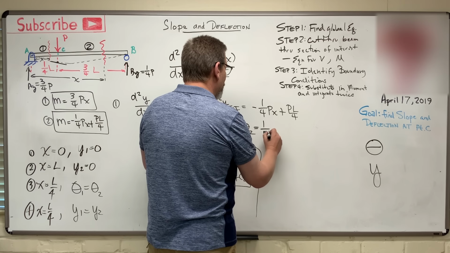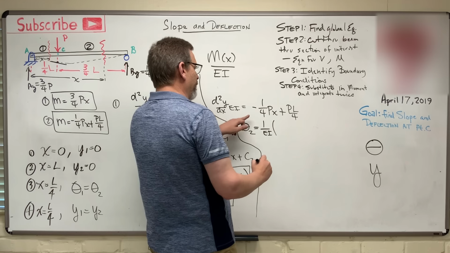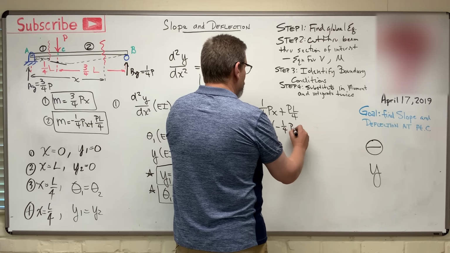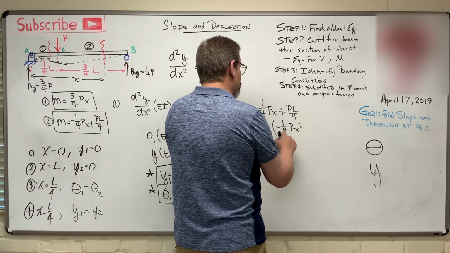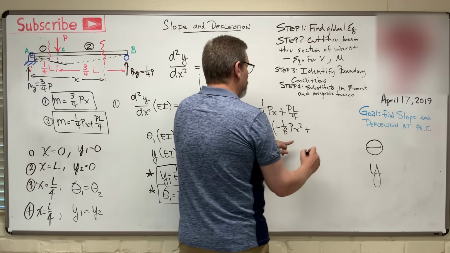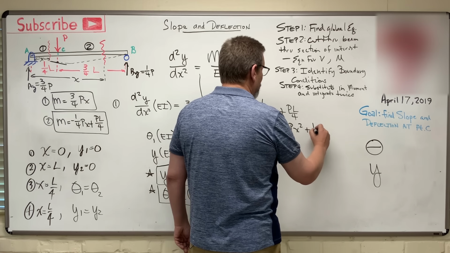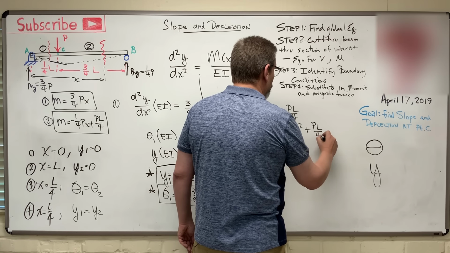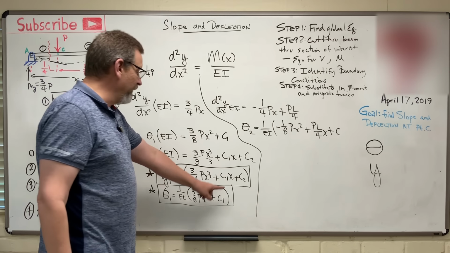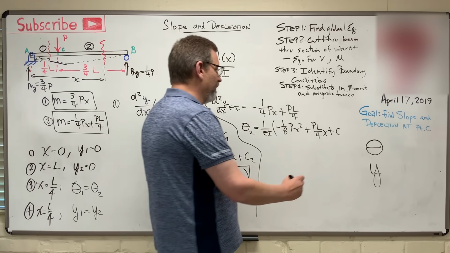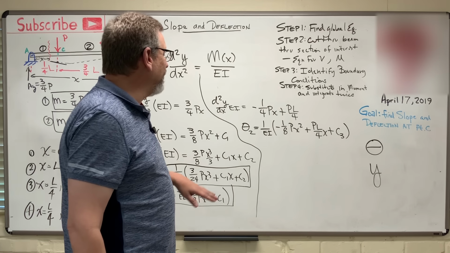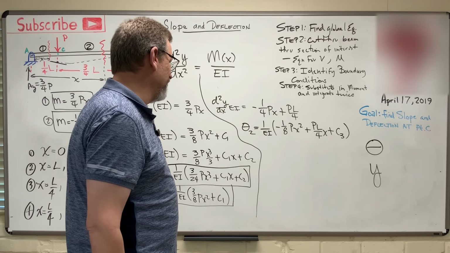Theta 2 is equal to 1 over EI times, integrating, negative 1/4 px squared over 2, so that turns into an 8, plus PL over 4 times x, which is just a constant, plus a constant. We already had a 1 and a 2, so that makes that constant number 3. Can we combine any of those? I don't think so. That's about it.